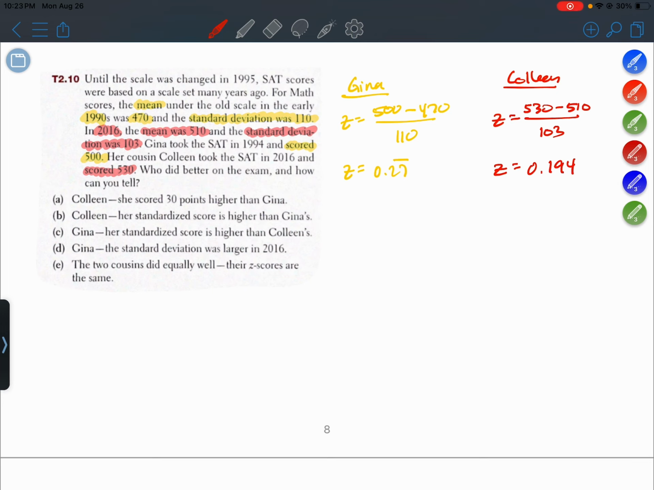Okay, so neither person did exceptionally well. They both did better than average. Okay, Gina has a slightly higher z-score, right? She scored 0.27 standard deviations above the mean, whereas Colleen only scored 0.19 standard deviations above the mean. So we'd have to conclude that Gina did better. So no A, no B. Okay, see, Gina, her standardized score is higher than Colleen's. Yes, okay. Standardized score is just another name for a z-score.